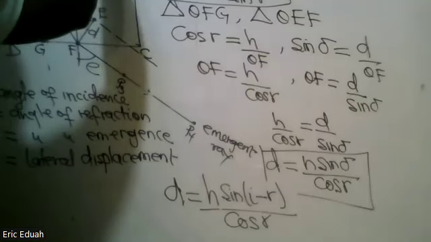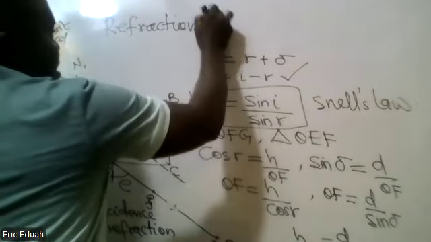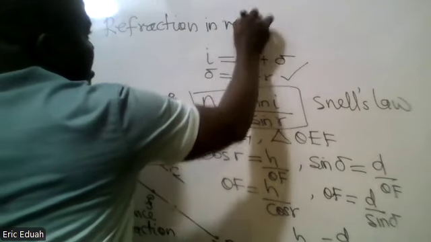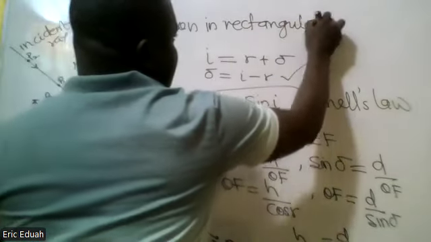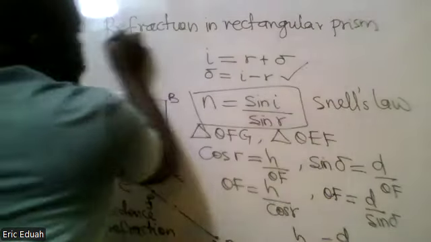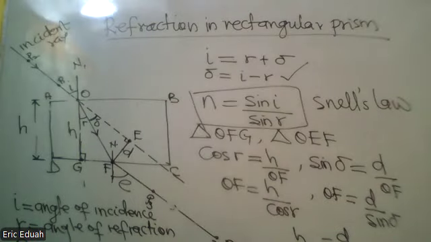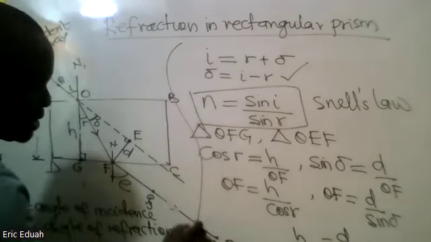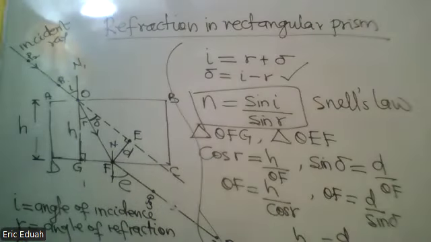Refraction in rectangular prism. This is the theory we'll be using for refraction of light in a rectangular prism. So, is there any question?